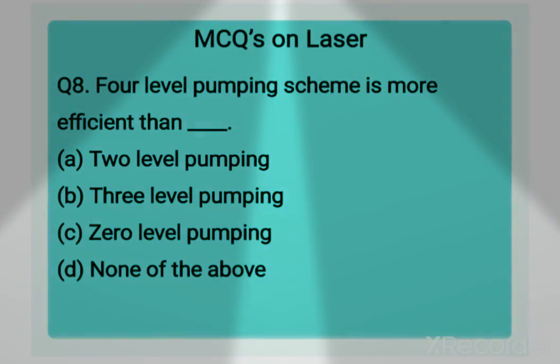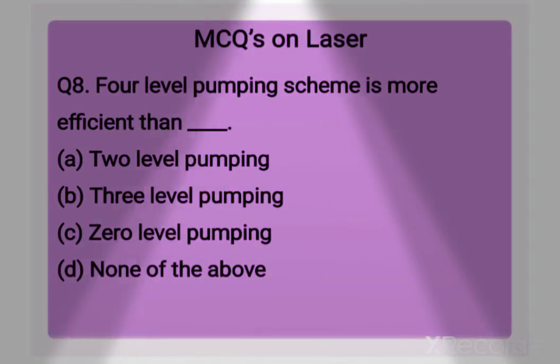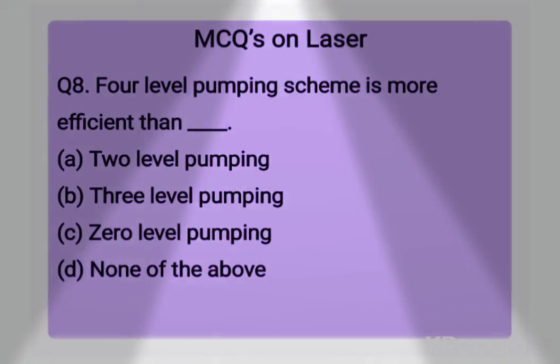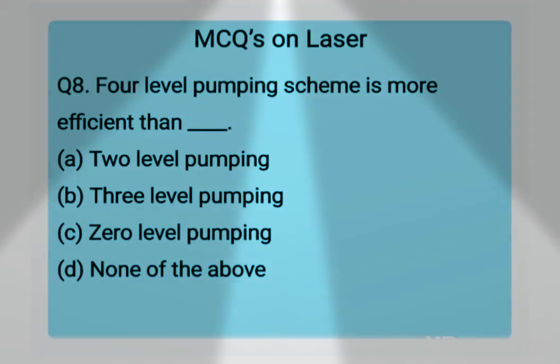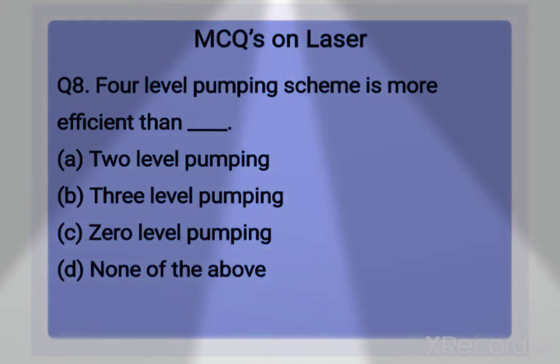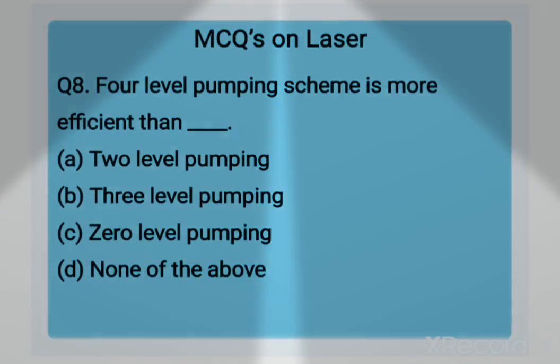Question number 8 is: the 4-level pumping scheme is more efficient than... As we know, there are different types of pumping schemes: 2-level, 3-level, 4-level. From these, the 4-level pumping scheme is more efficient than the 3-level pumping scheme. When we compare them, in the 4-level pumping scheme less energy is required and the laser light is emitted in continuous mode. So the correct answer is B. 4-level pumping is more efficient than the 3-level pumping scheme.